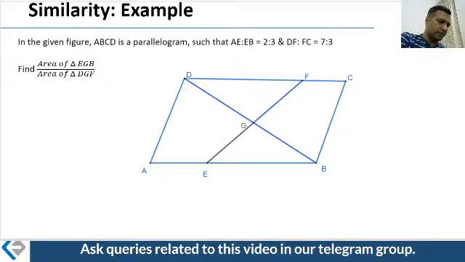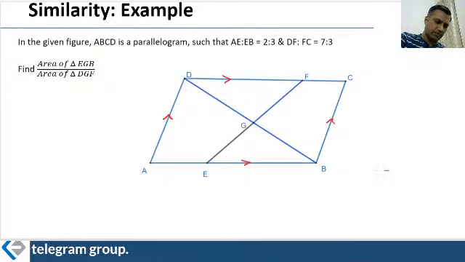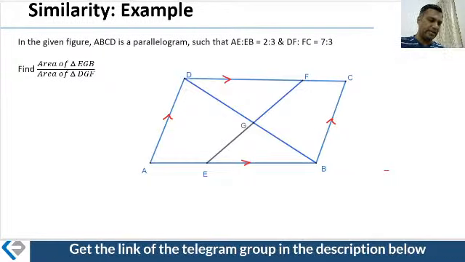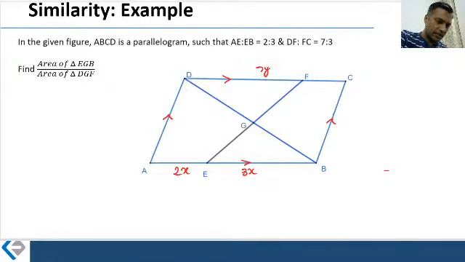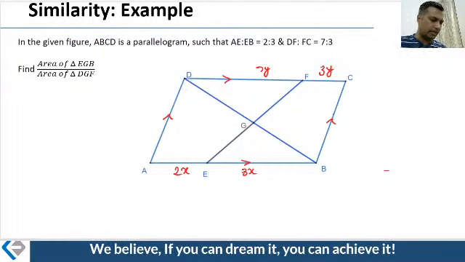Right? Okay. So in this given figure, ABCD is a parallelogram, right? You have this parallelogram. So naturally, of course, these sides are also parallel. ABCD is a parallelogram such that AE is to EB is 2 is to 3. If I call this as 2x, then this length is going to be 3x. And DF is to FC is 7 is to 3. And if I call this as 7y, then this would become 3y. Look, in a parallelogram, let's stop there. Then he wants the area of this.